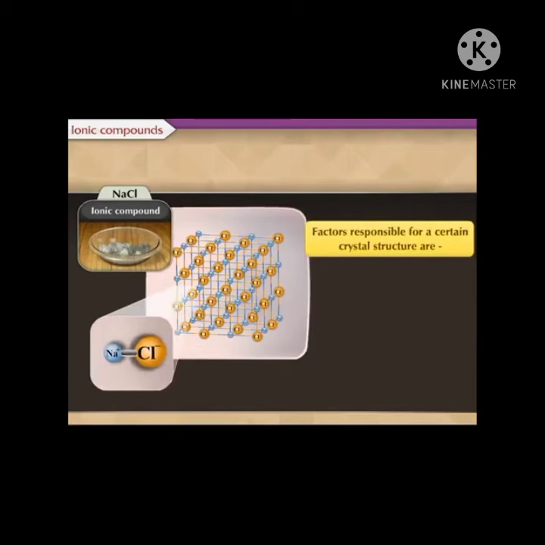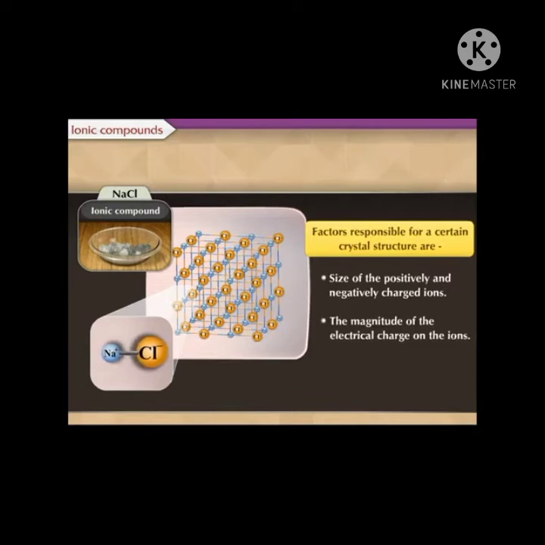Factors responsible for a certain crystal structure are: first one, size of positive and negative charged ions. Second, magnitude of electrical charge on the ions.